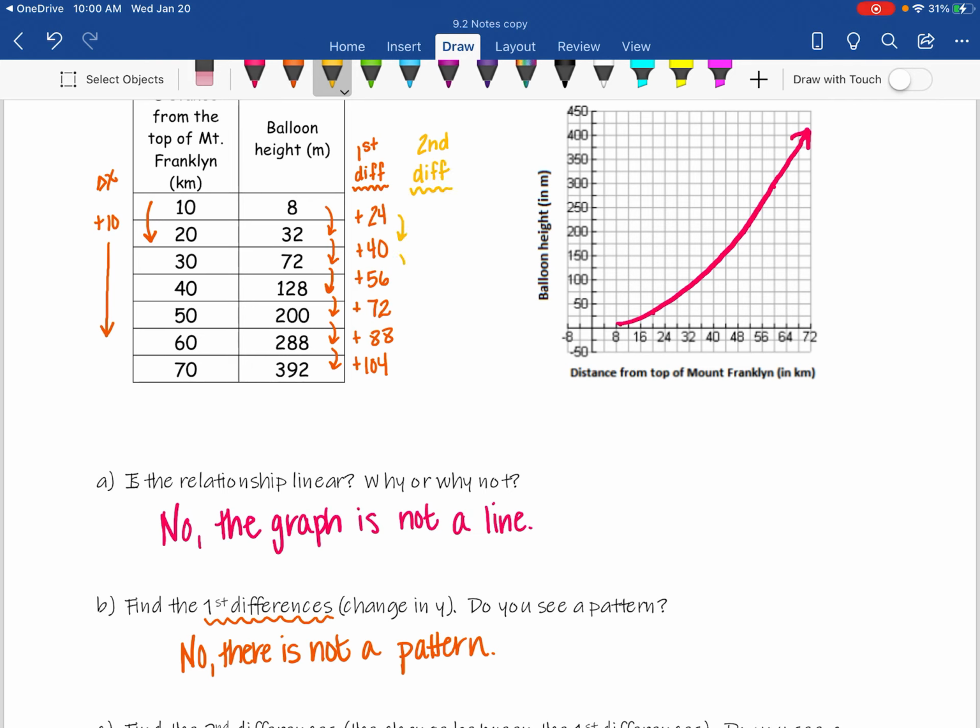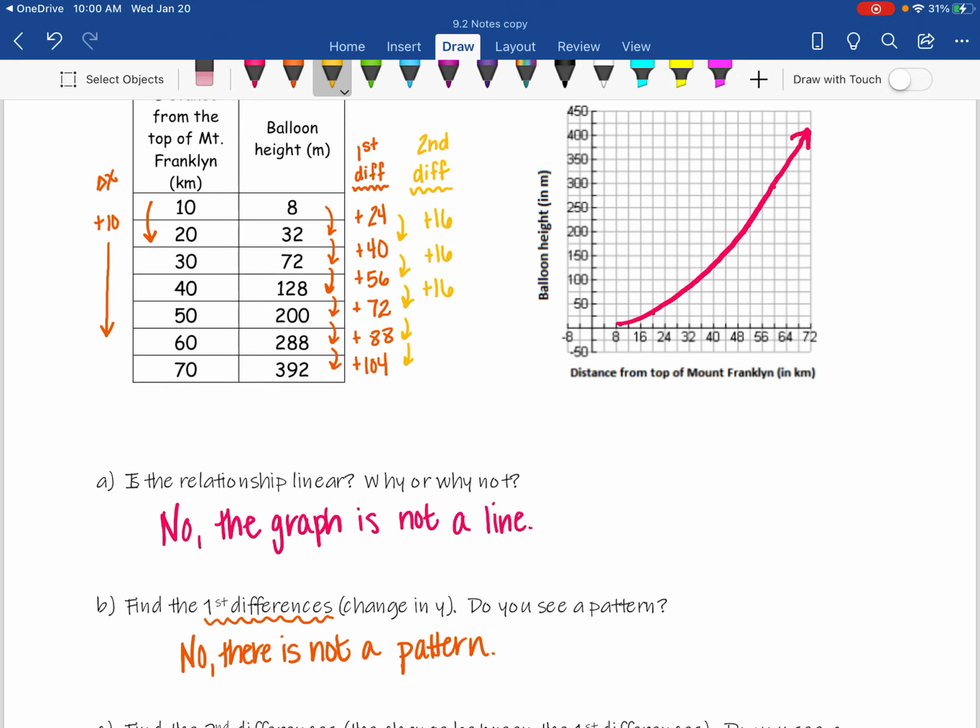I'm looking between all of these numbers now and seeing what the change is, because I know it's not linear, so I need to explore a little further. I'm looking at 24 to 40. Well, 24 plus 16 is 40. What am I doing to 40 to get to 56? Well, 40 plus 16 is 56.